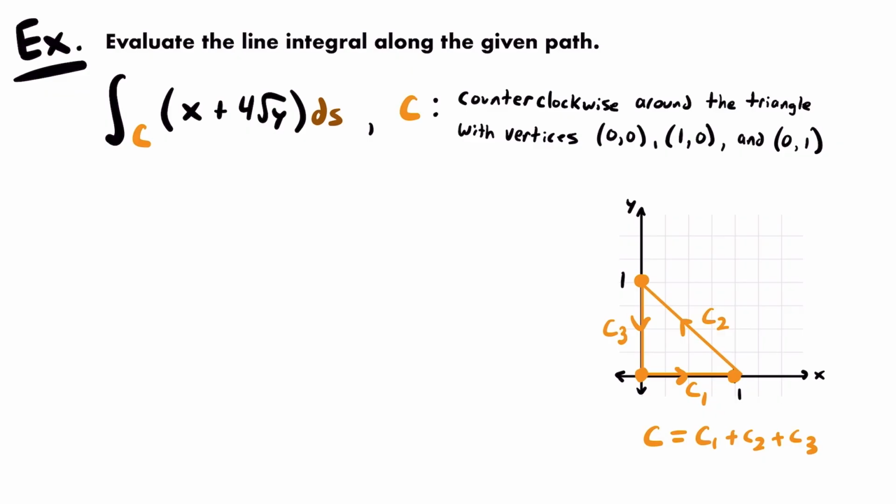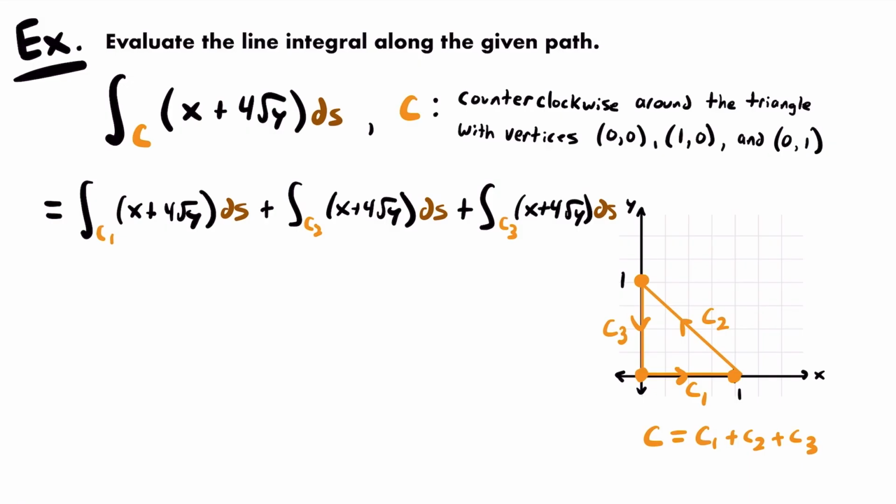In fact, what we have to do here to evaluate this line integral is calculate 3 line integrals and take their sum. We'll calculate a line integral for C1, then another one for C2, and another one for C3, and add their results together. That will look like this. Okay, so really our work here has tripled compared to previous examples.